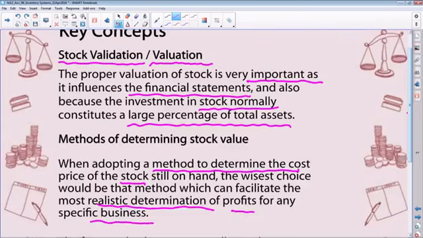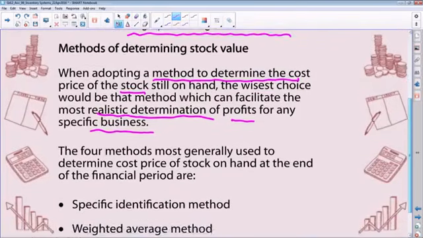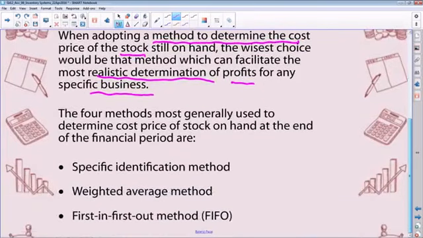Obviously, this means that depending on the enterprise that you are dealing with, the nature of the stock item will determine which method of stock valuation you will have to use. Let me repeat that. The nature of the enterprise will determine the method of stock valuation. Now, they talk here about 4 methods, but you will only be examined on 3 methods for the exams. We'll mention the 4th one, but we won't discuss it because it's not examinable.